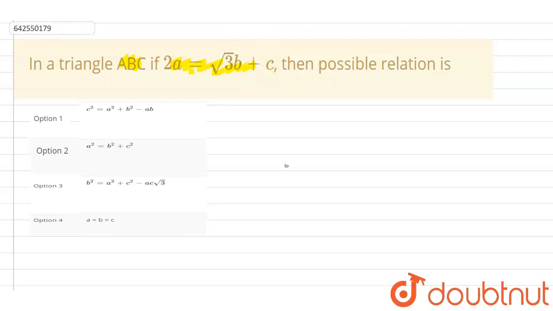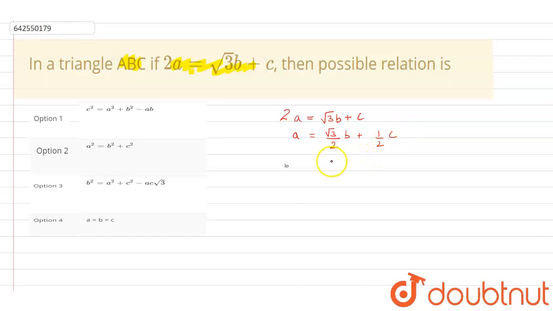Let's start with the solution. It says 2a is equal to root 3b plus c. Now let's rearrange the terms first. If I take this 2 to the RHS, it will become root 3 by 2 b plus 1 by 2 c, right?